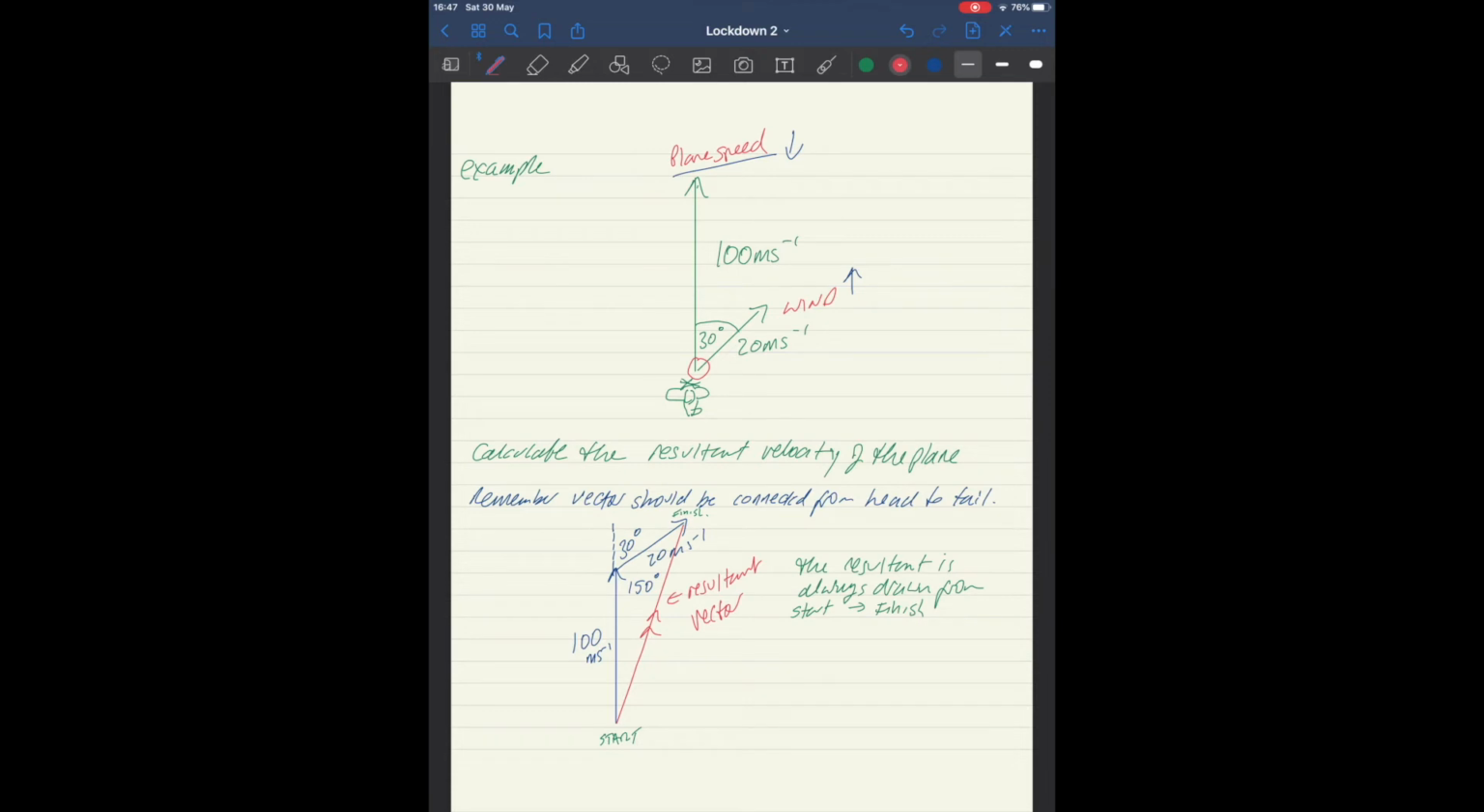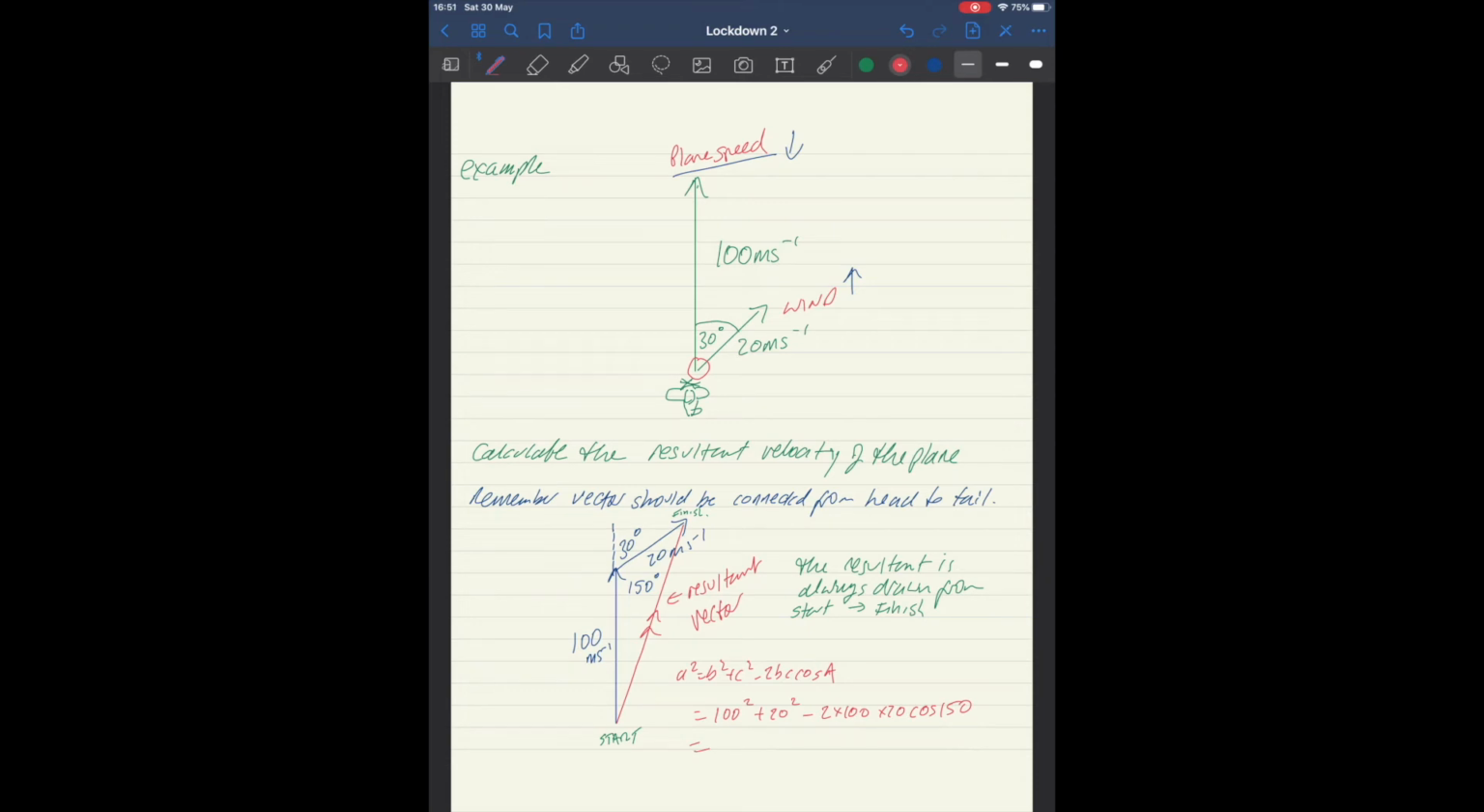Okay, the question here is, how do you calculate the size and direction of the resultant velocity? So what we do is, let's try to calculate the size using the cosine rule. Use a squared equals b squared plus c squared minus 2bc cos A. So that equals 100 squared plus 20 squared minus 2 times 100 times 20 cos 150.